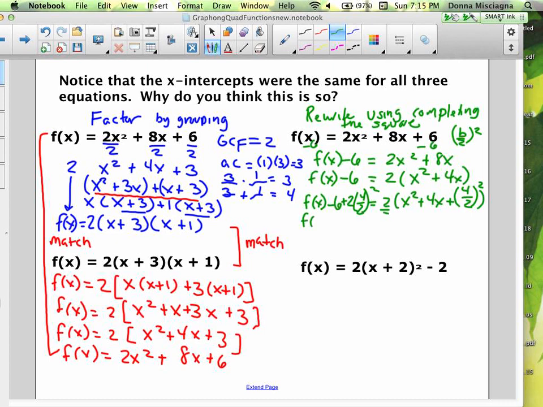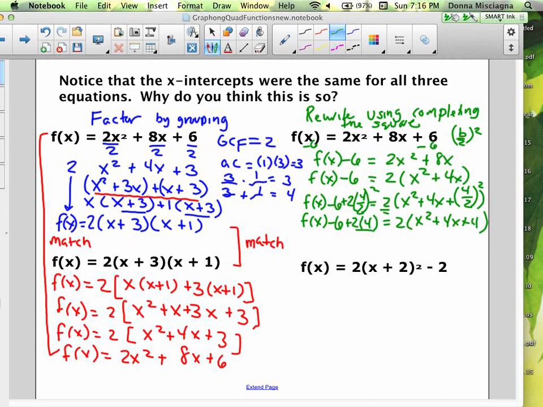So now I have f of x minus 6 plus, well, 4 divided by 2 is 2, and 2 squared is 4, equals 2 times x squared plus 4x plus 4. So technically, have I now added in an 8 to the right-hand side? Absolutely. So I have to make sure I add an 8 to the left-hand side. So when you're rewriting these, if you factored out a coefficient, you have to remember, when you add to the other side, to multiply that value by that same coefficient.